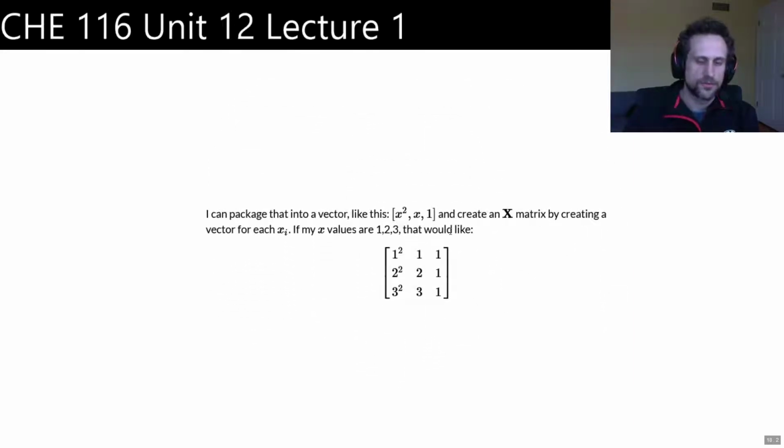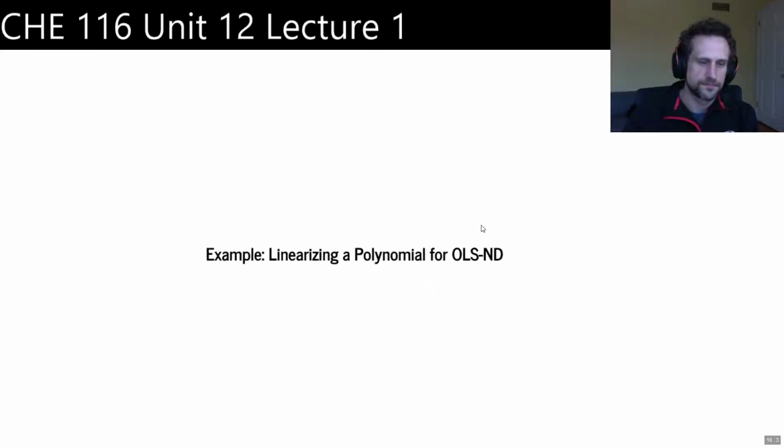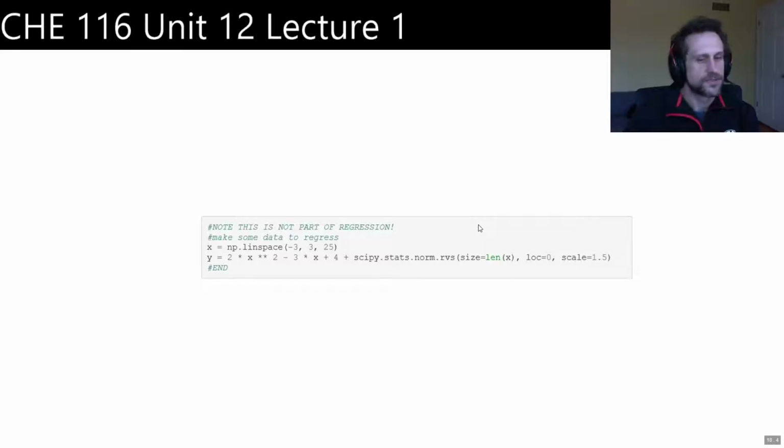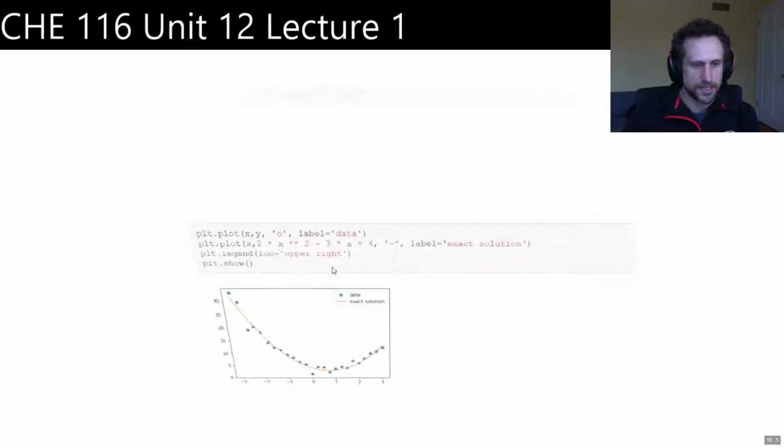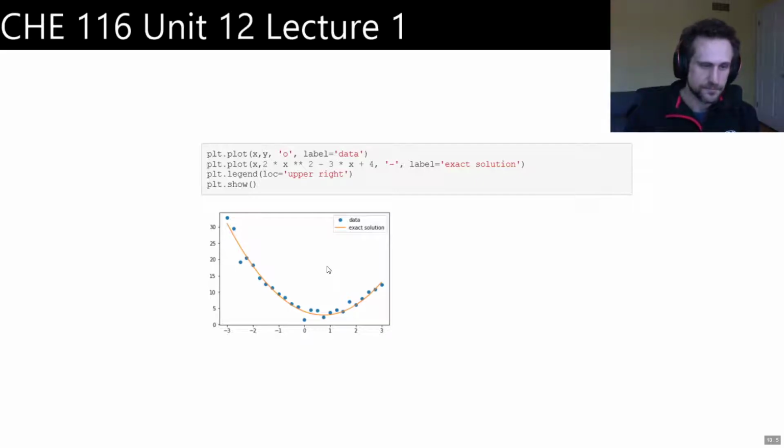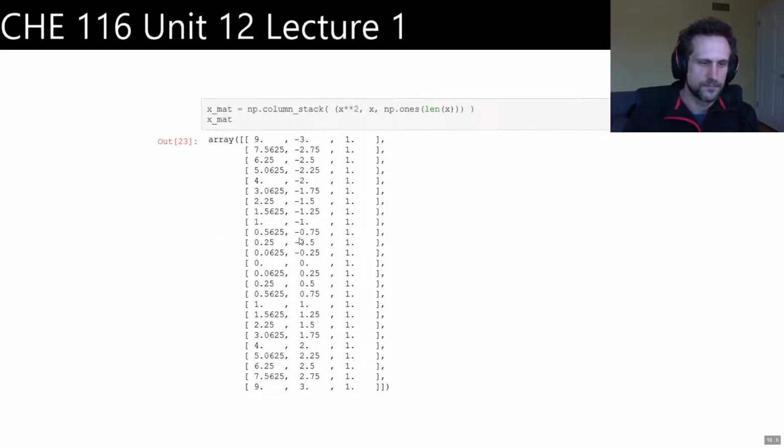Okay, so we can convert this into an X matrix. So let's see an example. So this is just me generating the data. Don't pay attention to that. Okay. So here is the data. Okay, so it's a polynomial. And I've just shown you the exact solution. That's just what it was if I knew what it was. Okay, so here I am making my X matrix. So I have here my X squared term, my X term, and my 1s. So it's one dimensional, but now notice that I have these dimensions here.